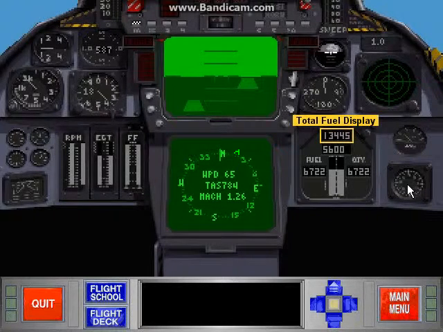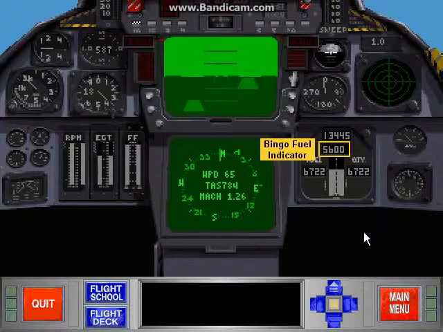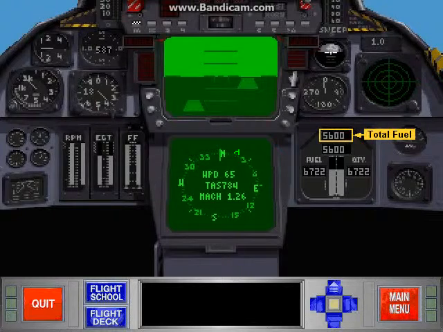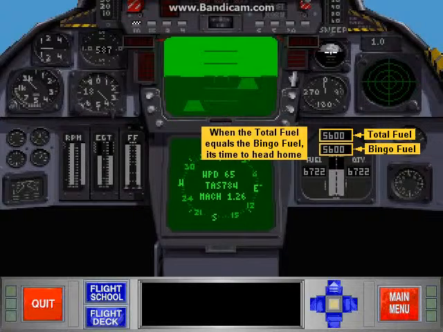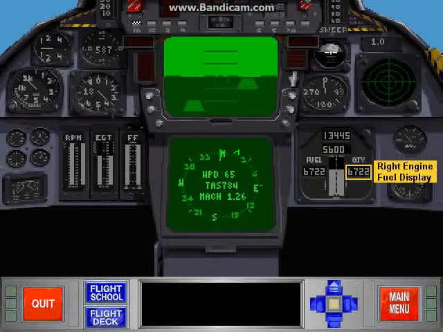The total fuel display shows the total amount of fuel on board your aircraft in pounds. A graphical representation of this gauge is located below. The bingo fuel indicator displays the minimum amount of fuel necessary to return to your carrier in pounds. When the amount of fuel in the total fuel display equals the amount shown in the bingo fuel display, you should head for home. The left engine fuel display shows the amount of fuel available to the left engine. The right engine fuel display shows the amount of fuel available to the right engine.